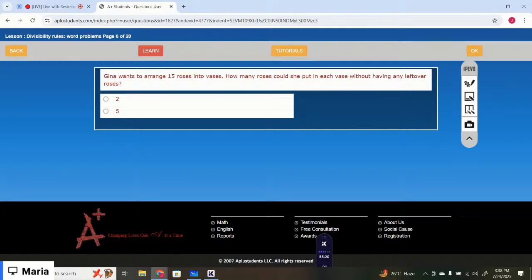Gina wants to arrange 15 roses into vases. How many roses could she put in each vase without having any leftover roses? Option number 2 is the correct option. 5 it is.